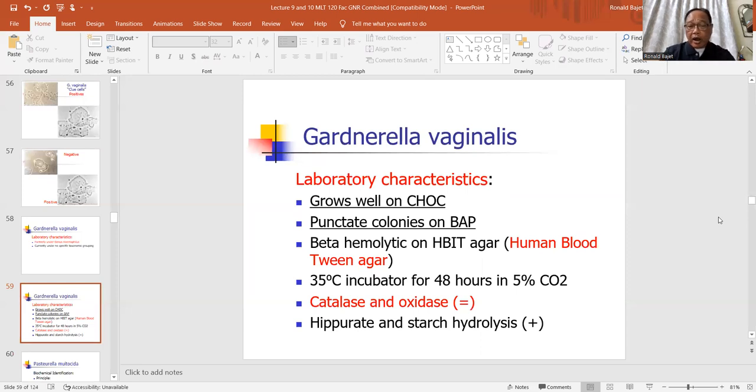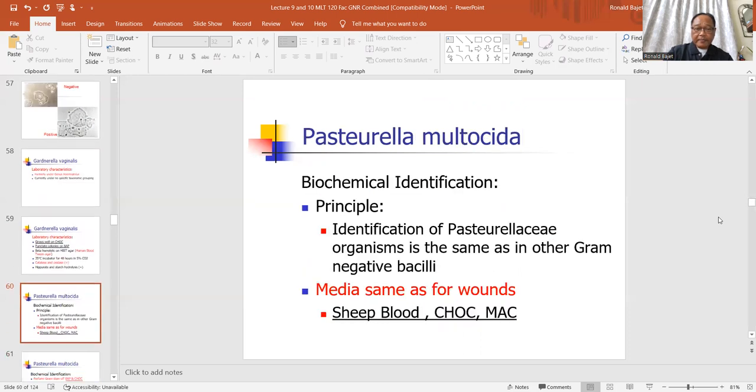It's beta hemolytic on human blood Tween agar, HBT. You grow it at 35 degrees for 2 days in CO2 conditions. Gardnerella is catalase and oxidase negative, which is unusual for the non-fermenters, facultative GNRs, because up to this point they've been oxidase positive. Gardnerella is oxidase negative, and that makes it similar to Haemophilus. Hippurate and starch hydrolysis positive. So Gardnerella is catalase and oxidase negative.